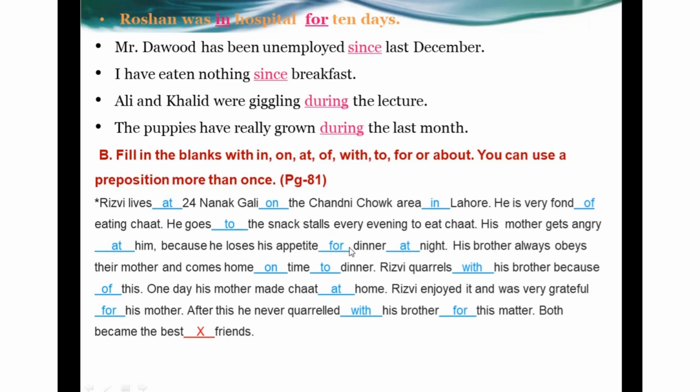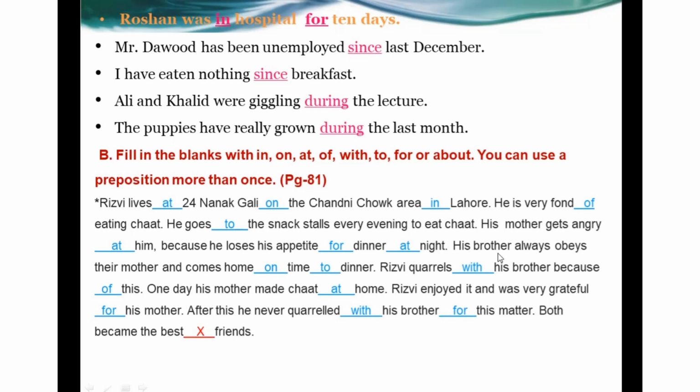He loses the appetite for what? For dinner, right, children? So "for" is the correct preposition that gives you the connection. Belonging. It is related to dinner. That is why we'll use "for" here. And when this happens, it happens at night. When a very specific period is given, then we use "at".